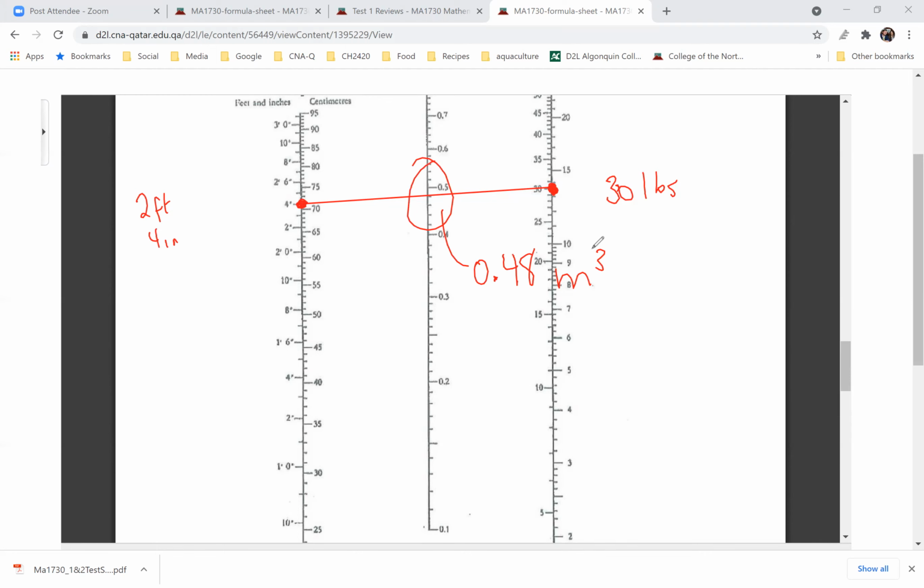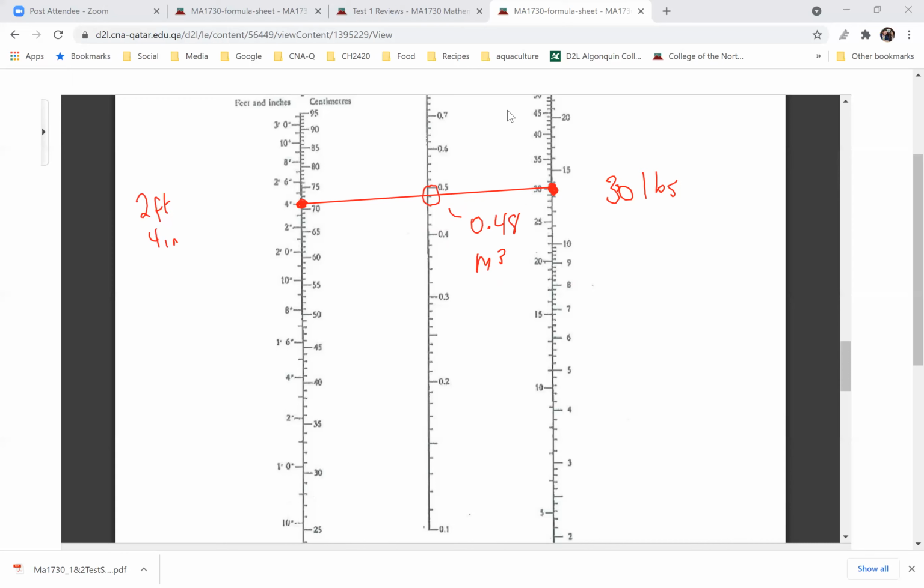There is some subjectivity to this answer. It depends on how you draw your line. If you said 0.49 or 0.47, that's fine. If you said 0.4 or 0.52, you would be way off. But as long as you're in this little region here, you're fine. Your line should be in this region. It would be very strange to be outside of this region. But anyways, this is 0.48 meters cubed.